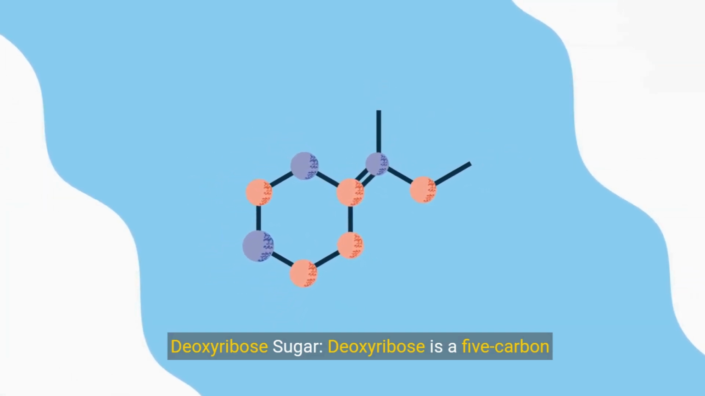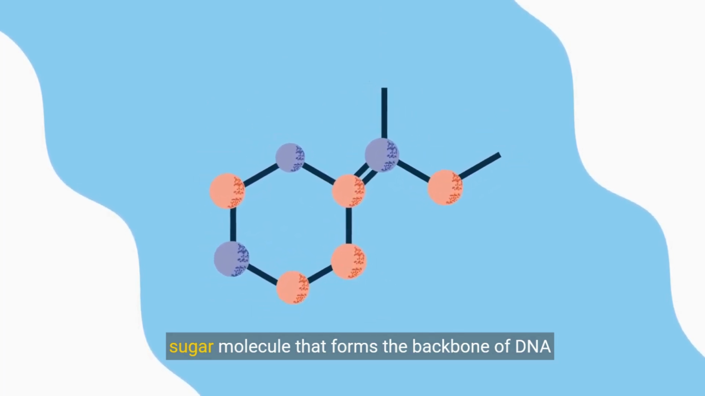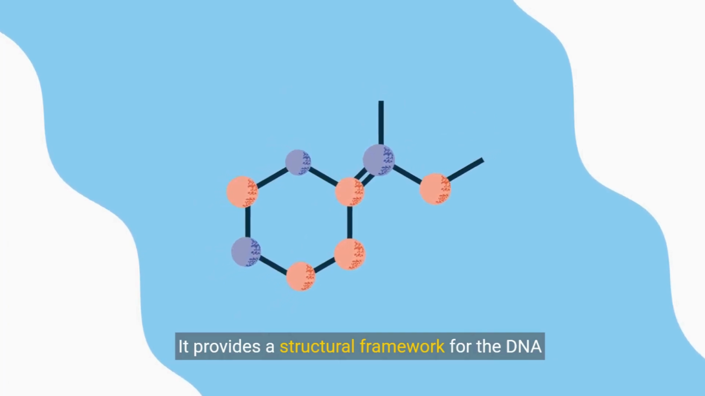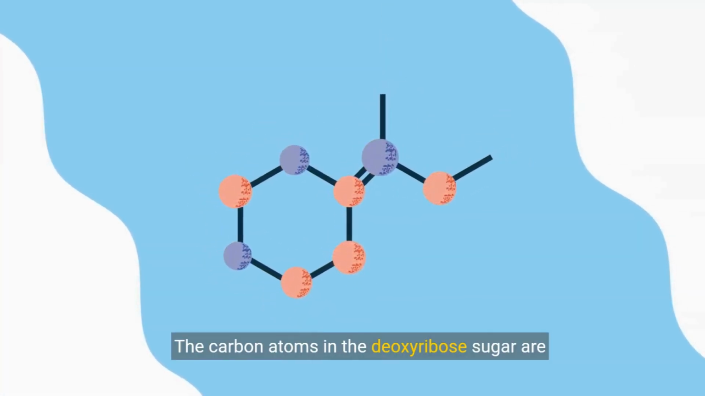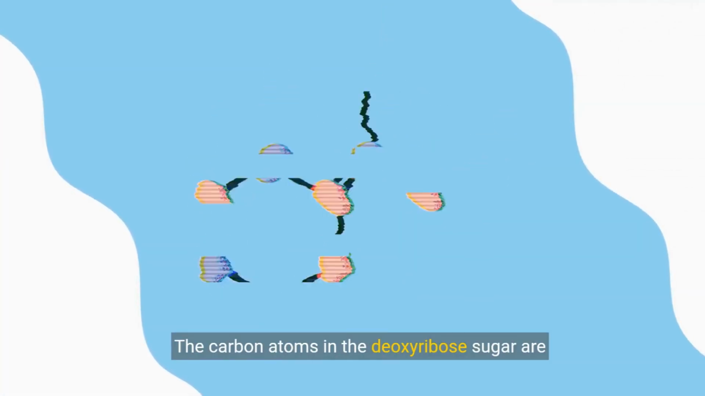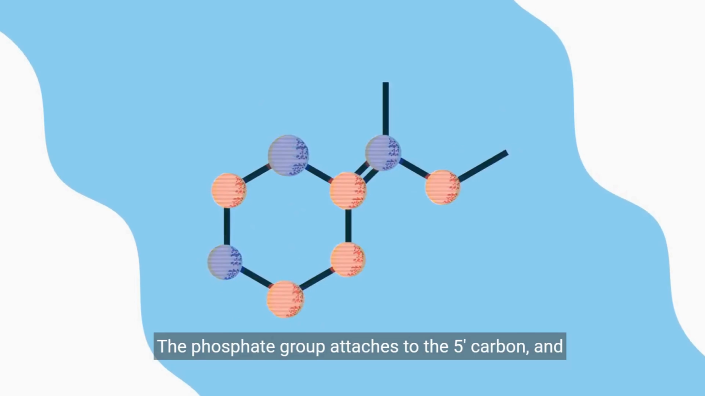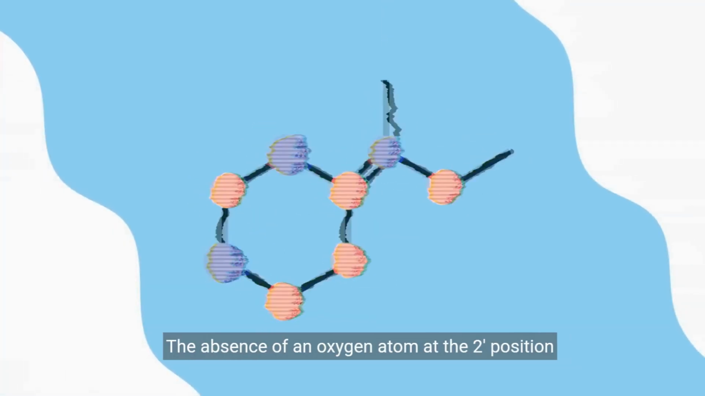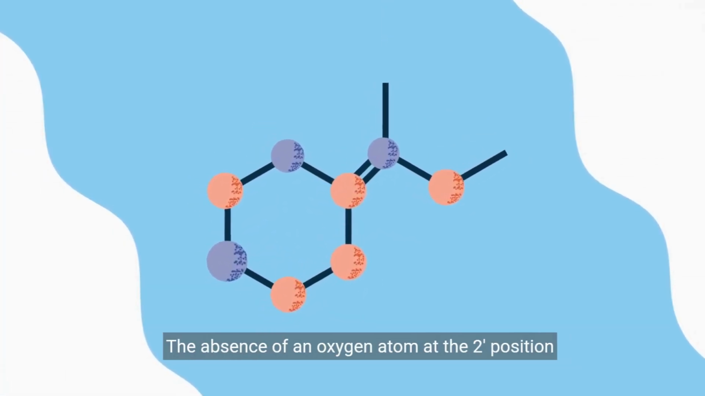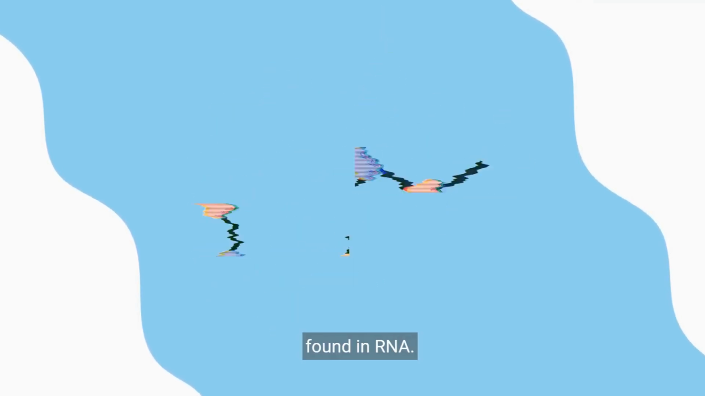Deoxyribose sugar. Deoxyribose is a 5-carbon sugar molecule that forms the backbone of DNA alongside the phosphate groups. It provides a structural framework for the DNA molecule. The carbon atoms in the deoxyribose sugar are numbered 1 through 5. The phosphate group attaches to the 5' carbon, and the nitrogenous base attaches to the 1' carbon. The absence of an oxygen atom at the 2' position distinguishes deoxyribose from ribose, which is found in RNA.